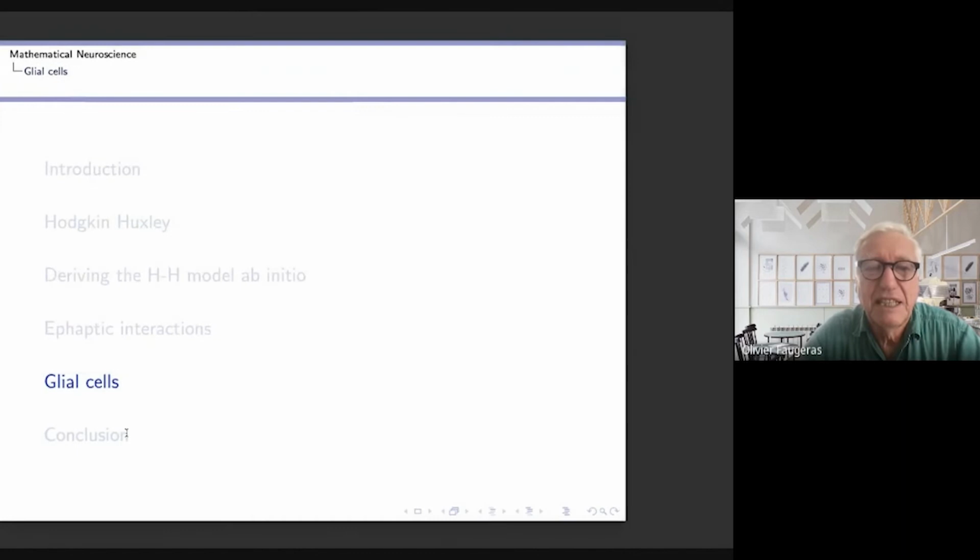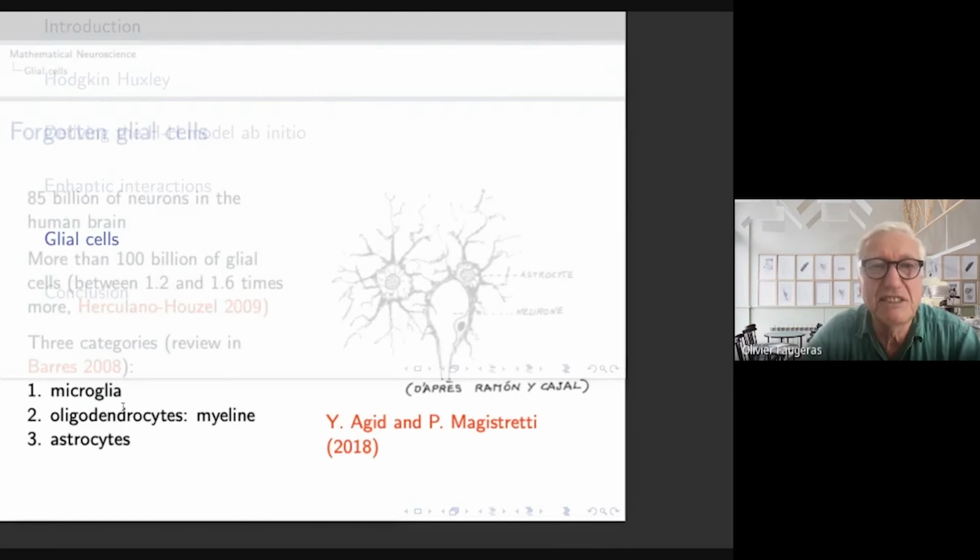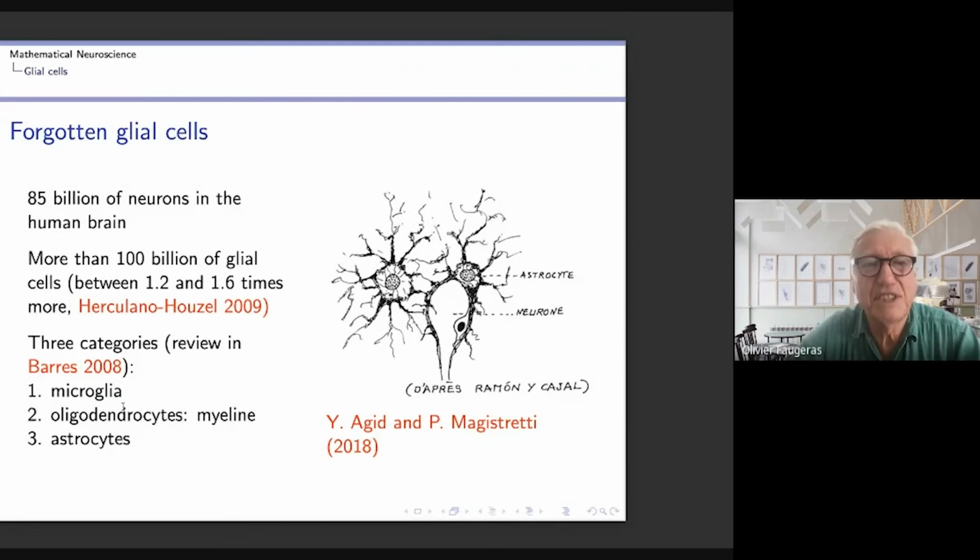Now, my last subject before the conclusion is glial cells. Christophe, bear with me. Christophe Pouzin. So, forgotten glial cells. We have roughly 85 billion neurons in the human brain, and we have more than 100 billion glial cells, as reviewed in the 2009 paper by Herculano-Houzel.